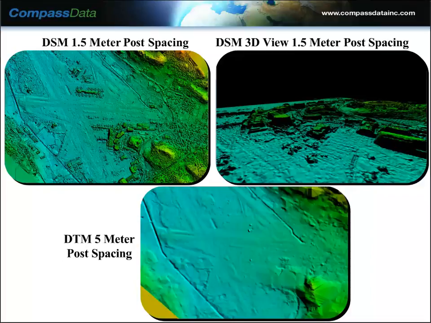So you can tell by looking at the image on the top left, you can see all the buildings, all the trees, the vegetation. And if you look at the image on the bottom, that's the same airport with all that obstruction, the things above the ground, bare earth removed.